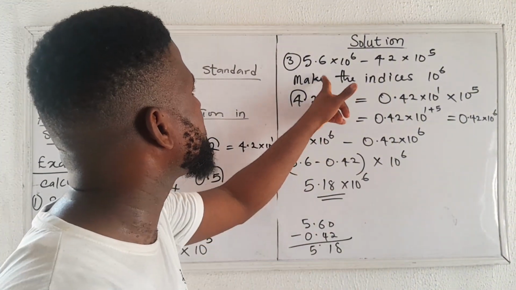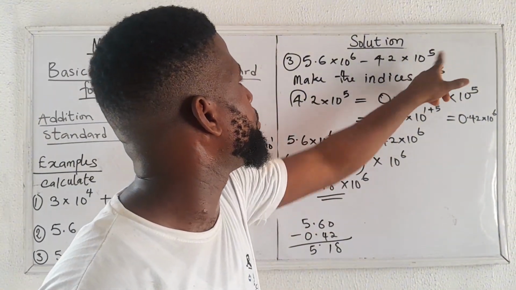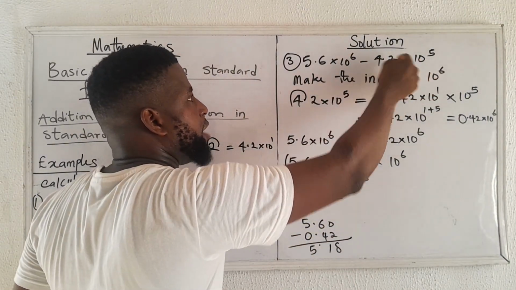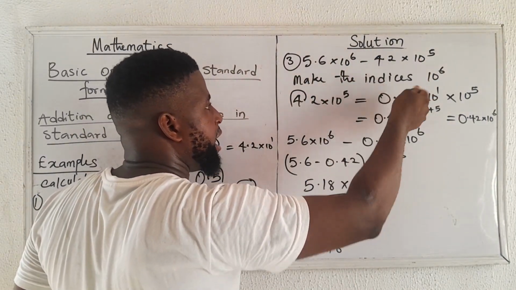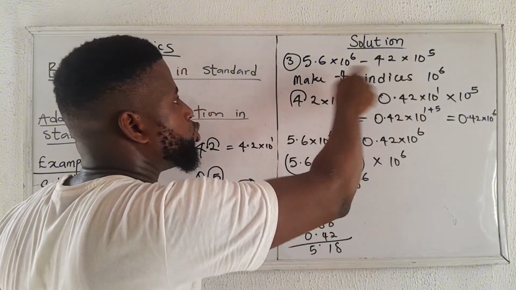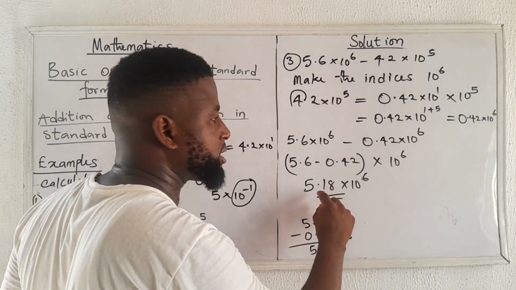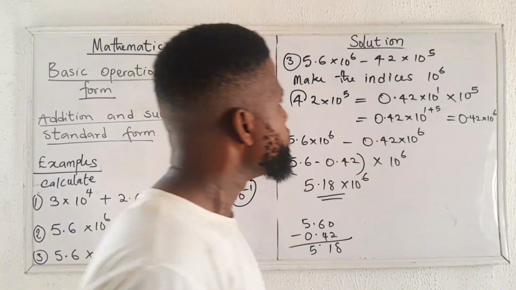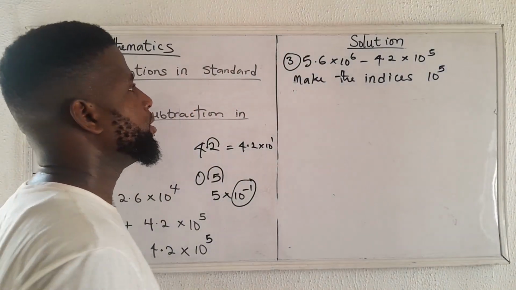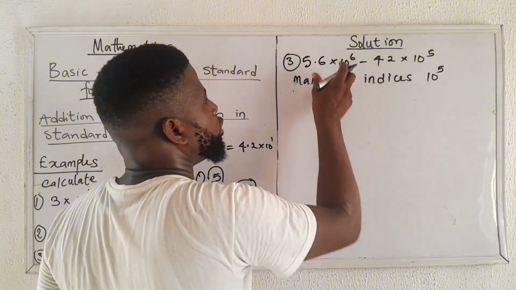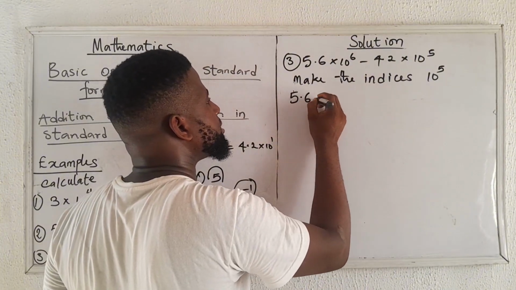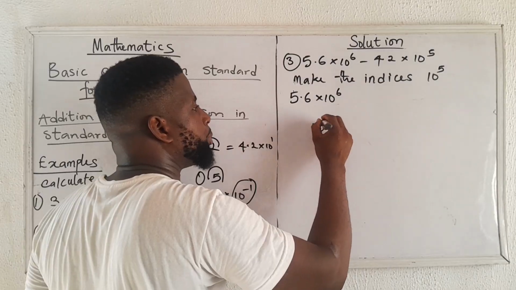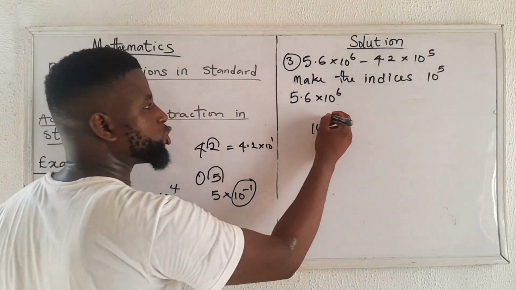Now, let's make the two indices 10 raised to power 5. That is, we bring down 10 raised to power 6 to 10 raised to power 5, so that the two of them will be 10 raised to power 5. And then we subtract the two A's and see if we will get 5.18 times 10 raised to power 6. Right? So which means to make 5.6 times 10 raised to power 6, 10 raised to power 5, we will need to subtract 1, which is 10 raised to power minus 1.